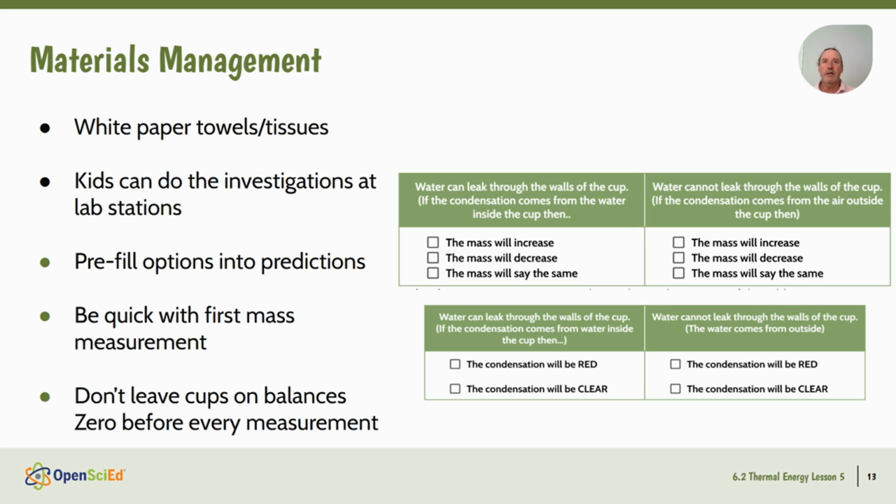You'll notice also here that the pre-fill options for their predictions are not in the OpenSciEd materials, but I add them there because I think it really helps save some time and helps the kids through a confusion point. You need to be super quick with the first mass measurement because condensation happens quick. And as a last tip, when you are waiting between the two mass measurements, take the cups off the balances, zero the balance, and then put the cup back on. Otherwise, the data can get kind of skewed.